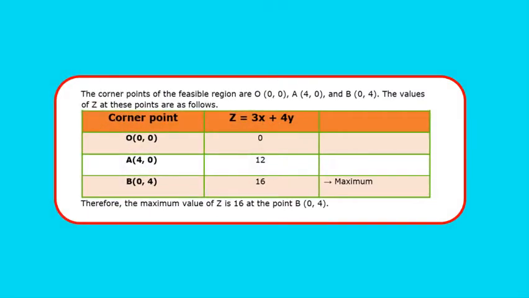So the corner points of the feasible region are the origin 0, 0, point A 4, 0, and point B 0, 4. We have to find the values of z at these points. At O, that is 0, 0, the value of z, that is 3x plus 4y, is 0. At A, that is 4, 0, the value of z is 12. And at B, that is 0, 4, the value of z is 16. So the maximum value of z is at B 0, 4. Clear? So pause and note down the solution.